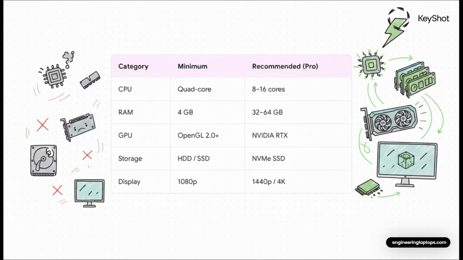This table lays it all out pretty clearly. The minimum specs on the left, yeah, they'll get KeyShot running, but you're going to feel the pain with anything complex. The recommended column on the right, that's where you unlock a truly smooth and creative experience. Notice the big jumps? We're talking 32 gigs of RAM, a dedicated NVIDIA RTX card, and that fast NVMe storage. That's the real standard for professional work today.